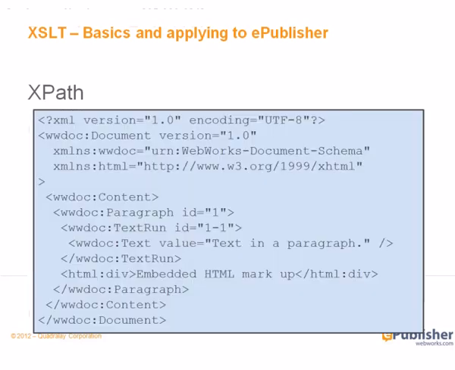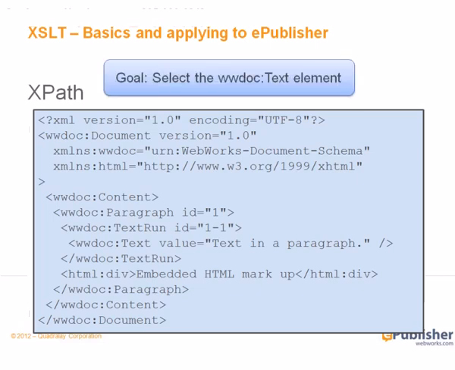Okay, so here would be an example of using XPath. Our goal here is that we have an XML document. It has two namespaces. This is a copy of the document we saw earlier. It has the embedded namespace for HTML and also www.doc. What we'd like to do, our goal, is to select that www.doc text element and get its value. That's what we're trying to get.